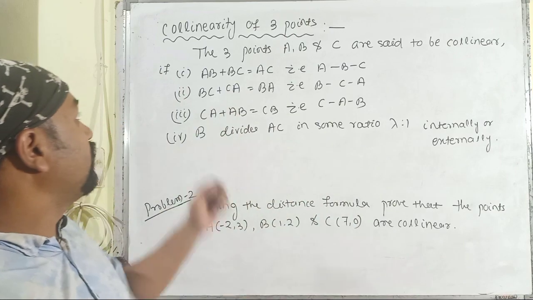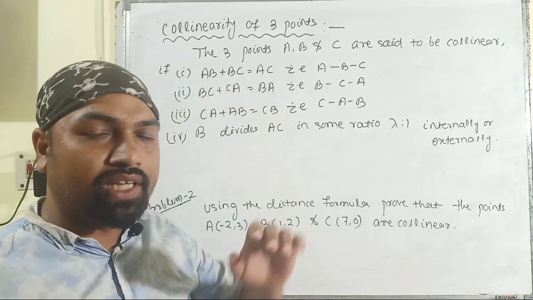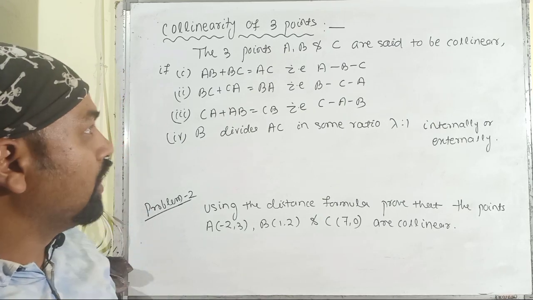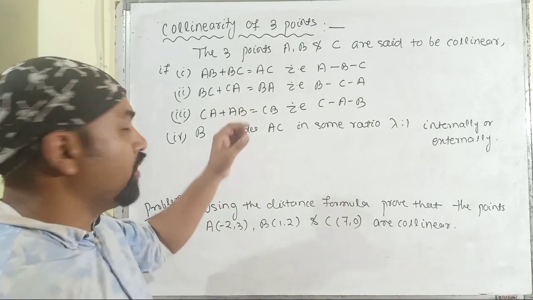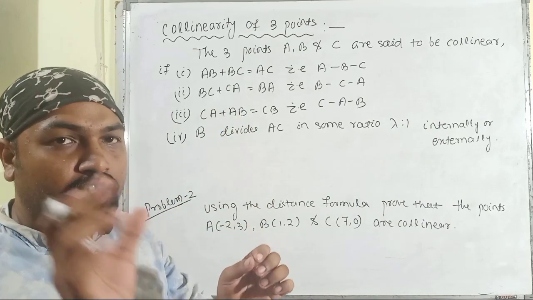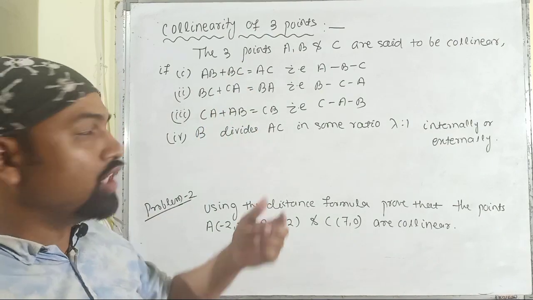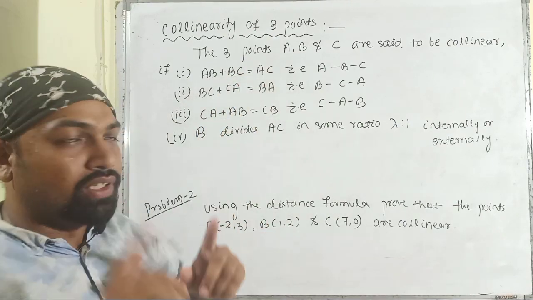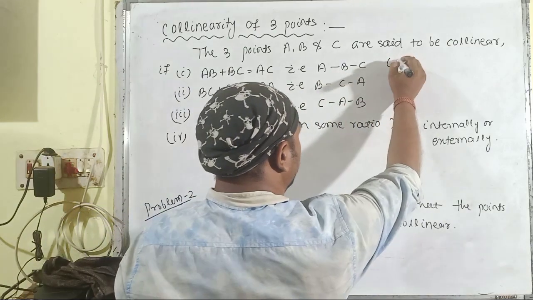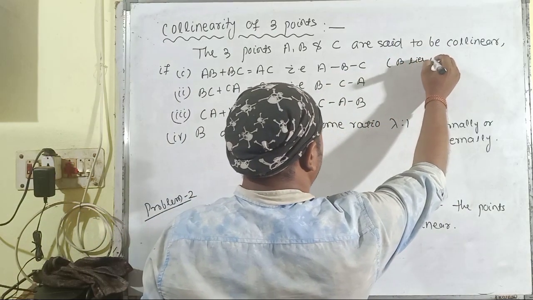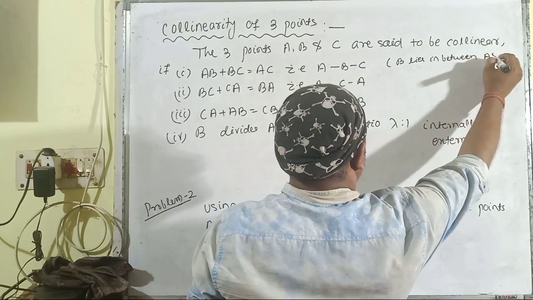So here is the condition for collinearity of 3 points. Let us consider 3 points A, B and C in the 2-dimensional plane. If the distance AB, that means the length of AB plus length of BC gives us the result as length of AC, that means A, B and C are collinear, that means B lies in between A and C.